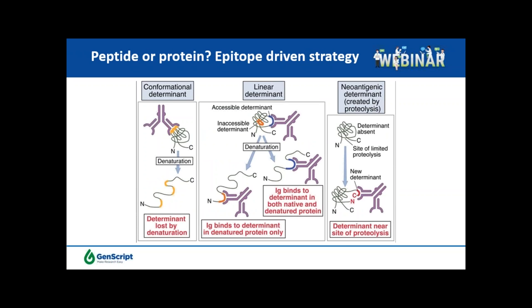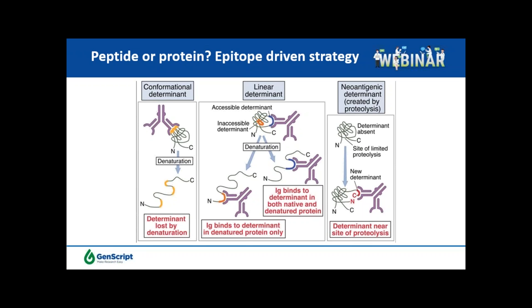So far, we have covered antigen specifications, host animals, and immunization strategies. But we haven't talked about what specifically dictates the antigen of choice. So it all comes down to the desired epitopes. This is an illustration of conformational, linear, and neoantigenic epitopes. Conformational epitopes on the left only exist within properly folded proteins, and they will be easily disrupted by denaturation.